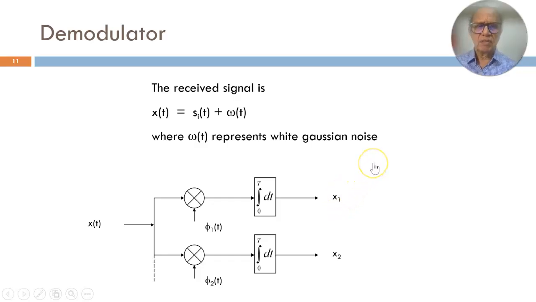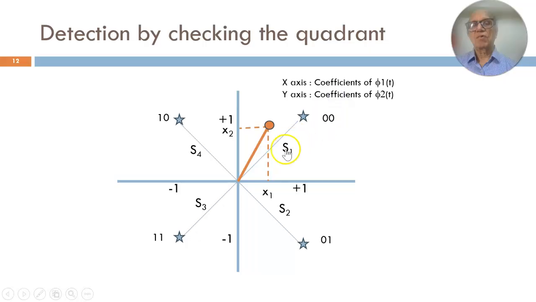We'll see soon how we take the decision, but the point is that these x1 and x2 that you obtain are coefficients and they'll be exactly equal to the coefficients which were used at the transmitter if there was no noise. But because there is noise, these x1 and x2 will not exactly match the coefficients which were used at the transmitter. So then what do we do? The answer comes by looking at the constellation diagram. So we will use that example in which 4 signaling waveforms were used and these are the 4 constellation points.